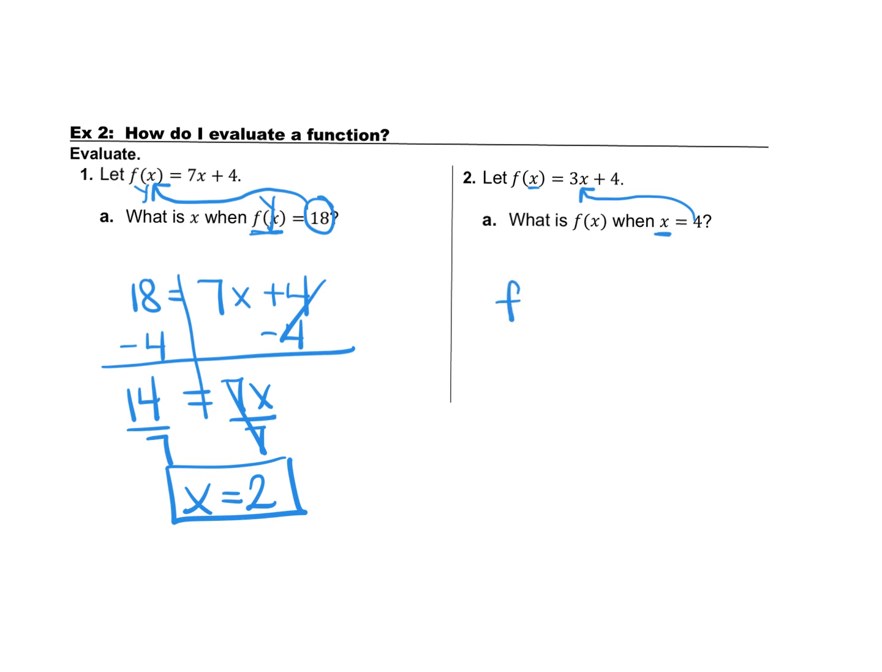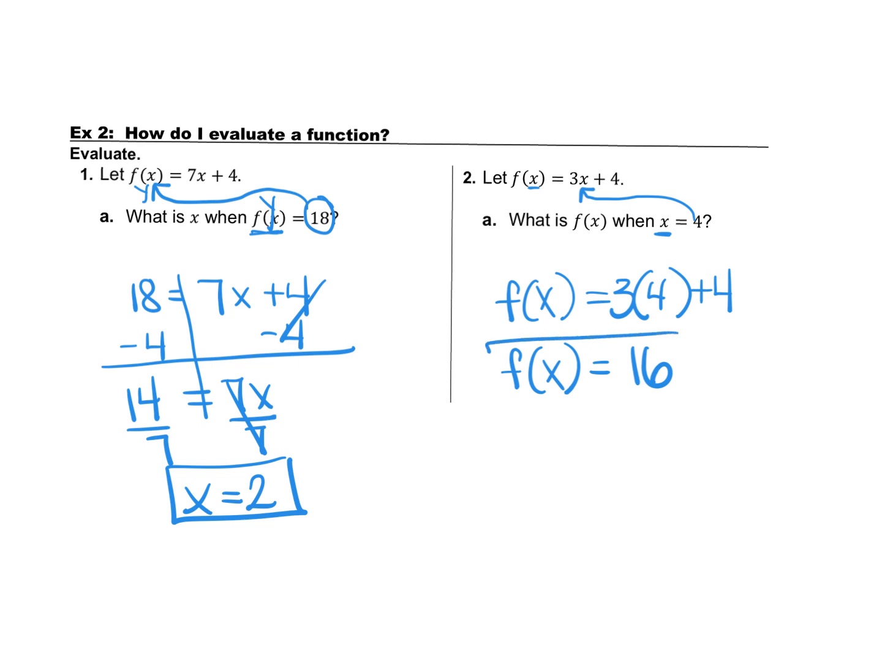So you're going to have f of x is equal to 3 times 4 plus 4. And then you're just going to simplify. You'll have f of x is equal to 3 times 4 is 12, and then 12 plus 4, you'll have 16. So when x is equal to 4, the f of x, or like the y, is going to be equal to 16.